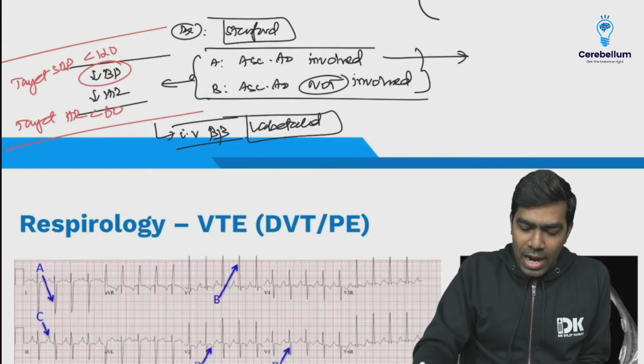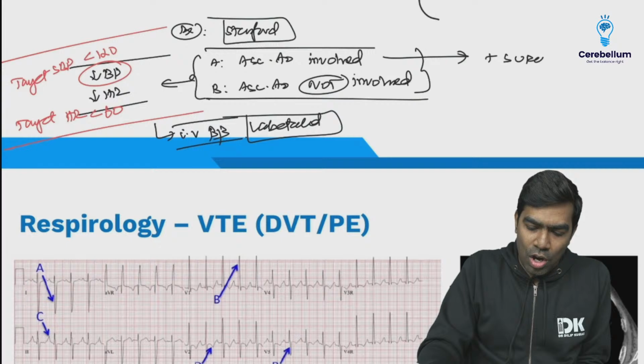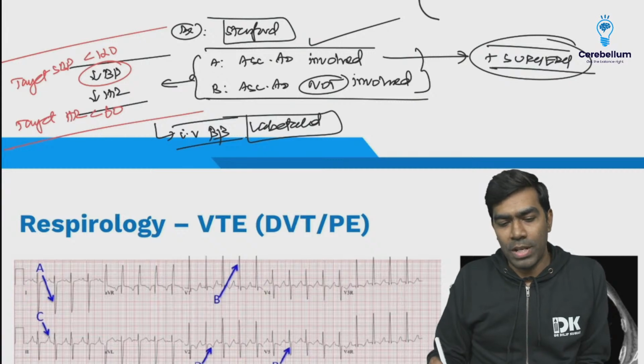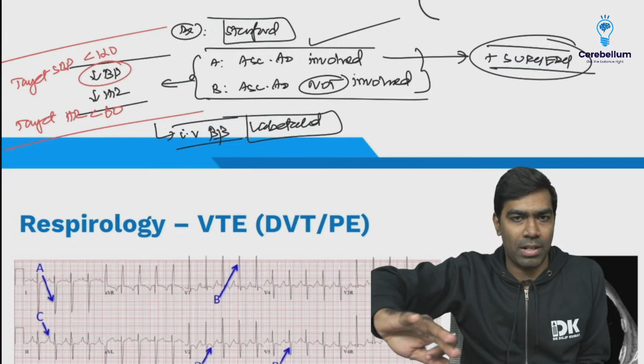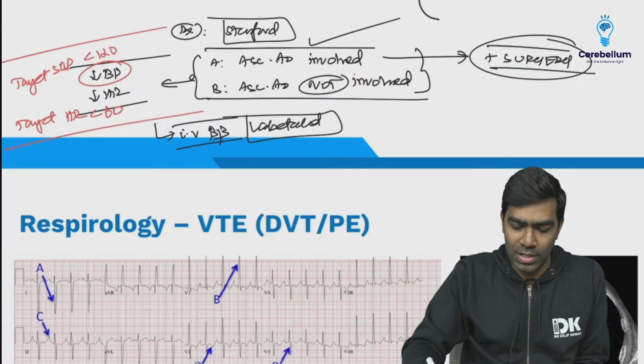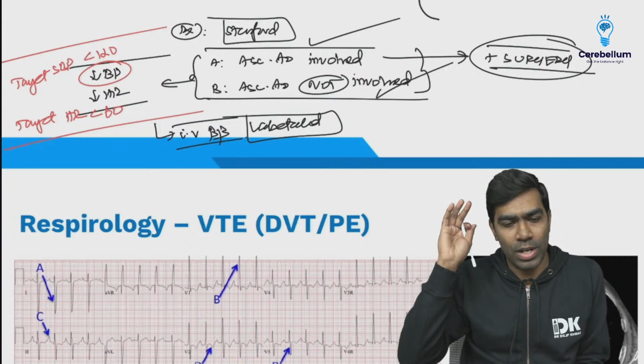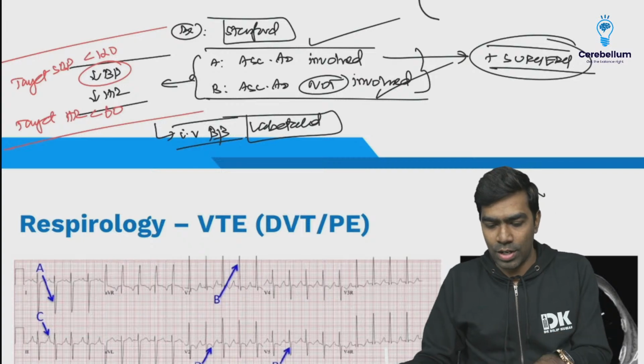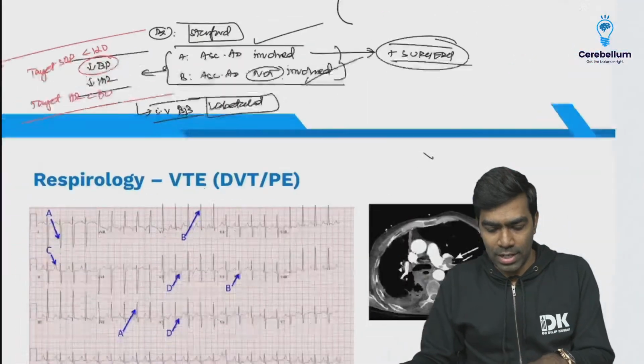For Stanford A, additionally, you need to perform surgery. All patients with Stanford A, ascending aortic involvement, you need to additionally perform surgery. For Stanford B, routine surgery is not recommended. Only in special situations we do. Otherwise, treat conservatively. Stanford A, surgery. Stanford B, generally no surgery. That's all. This is what you need to know. So this is aortic dissection and that is done.